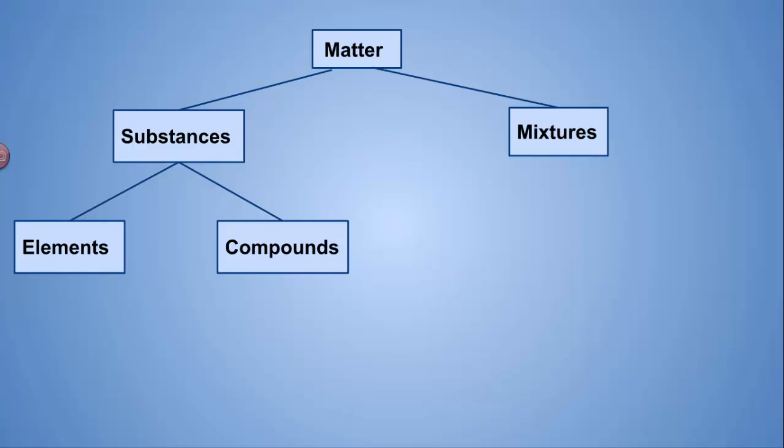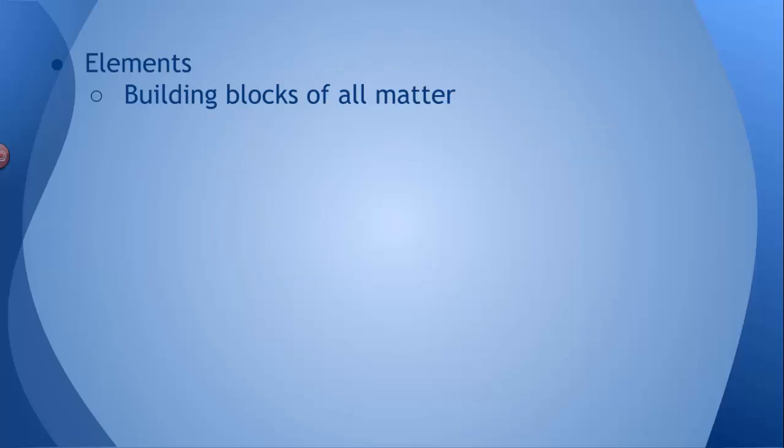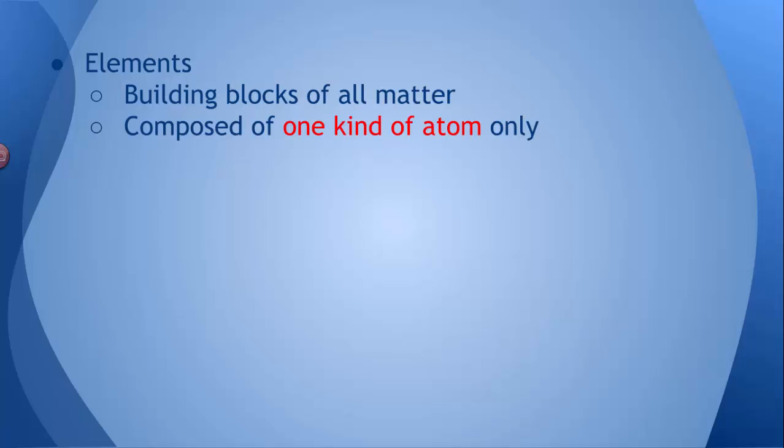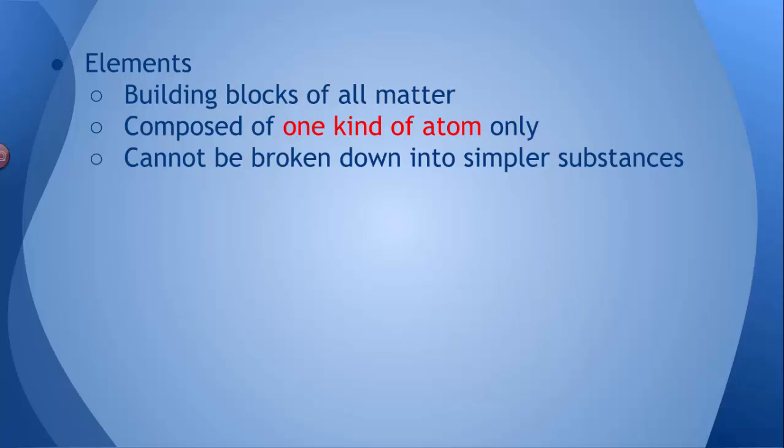We know about elements, right? We know that they're the building blocks. They make up everything. There's 118 of them or so, right? They're made of one kind of atom. Now, forget isotopes for the time being. When we talk about the identity of an element, remember, we mean protons and electrons, right? So they're made of one kind of atom only. You can't break an element down into anything simpler that is still matter, okay?